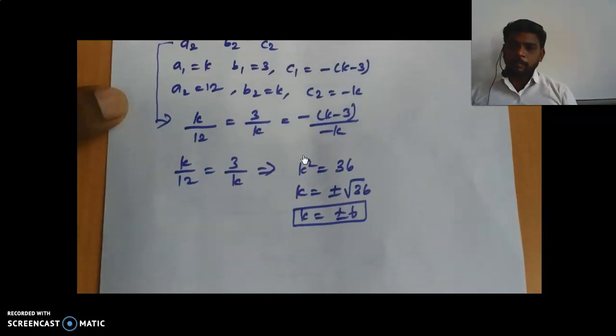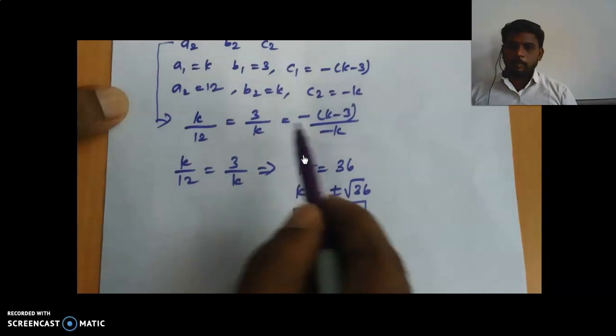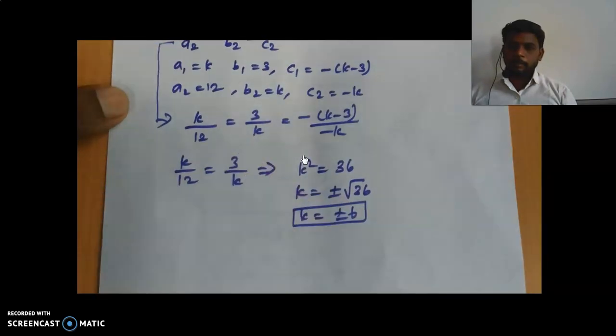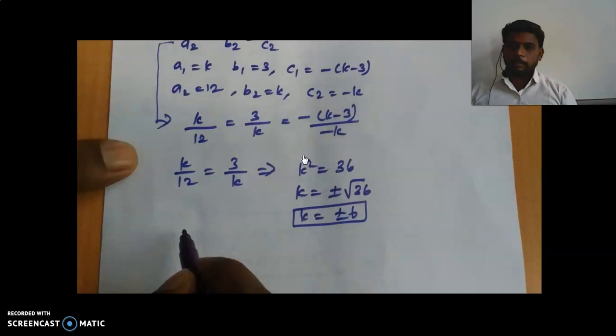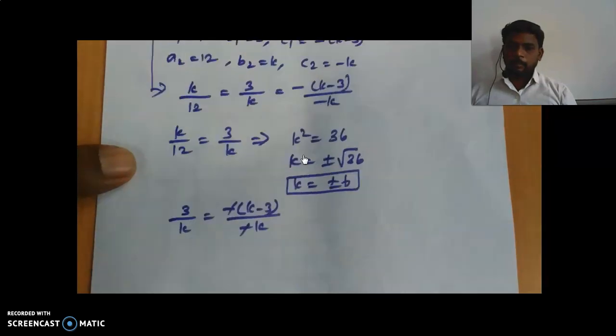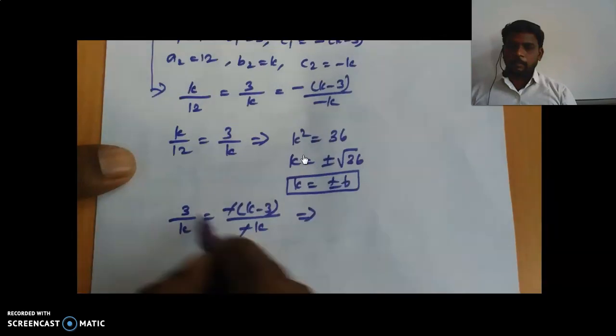And one more possibility is also there. That is the last two. If you take the last two, what will happen? Or you can take the first and last also. However, you are going to equate two different ratios. So take the last two. That is 3 by k equals minus of k minus 3 divided by minus k. So minus minus gets cancelled, which implies, then make a cross multiplication.